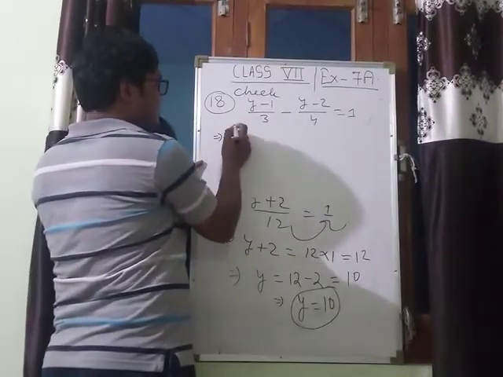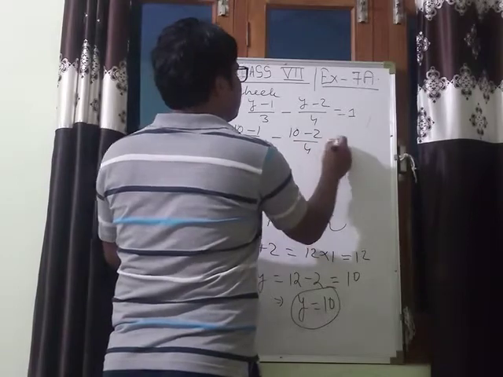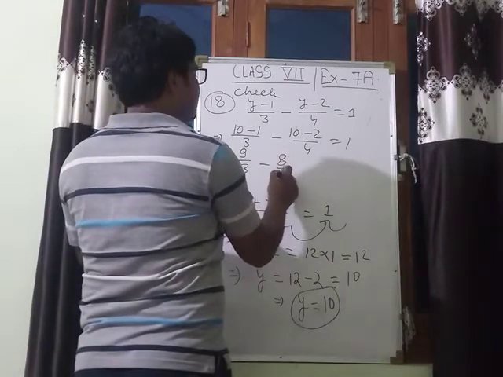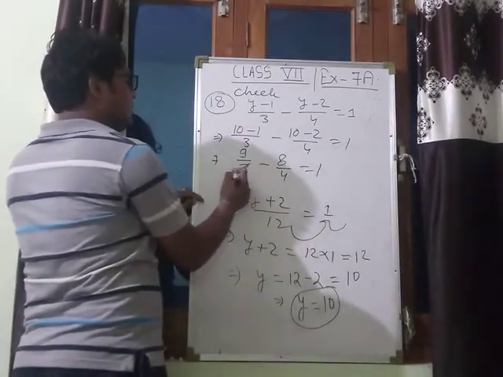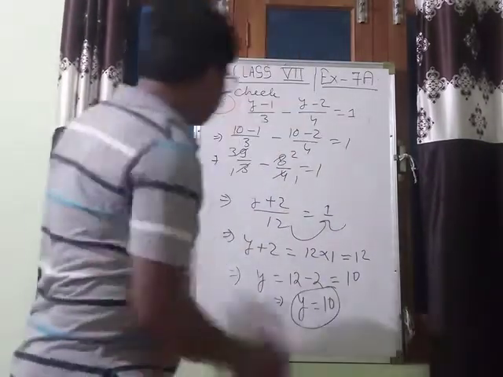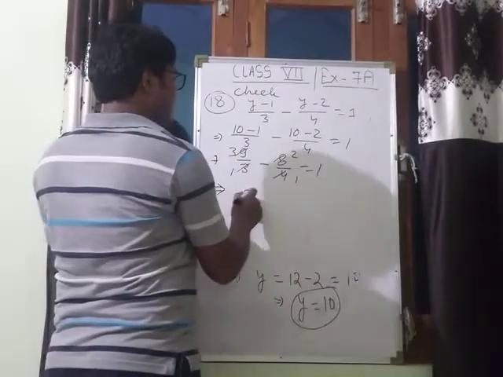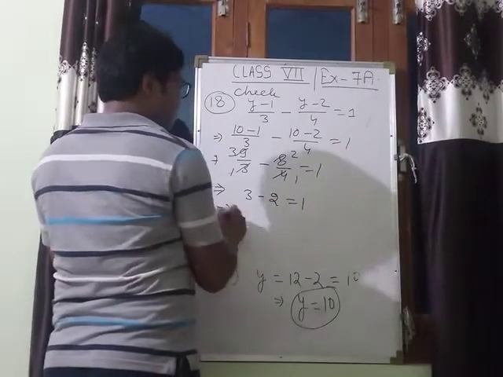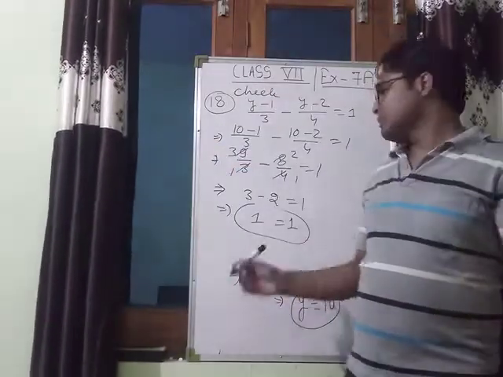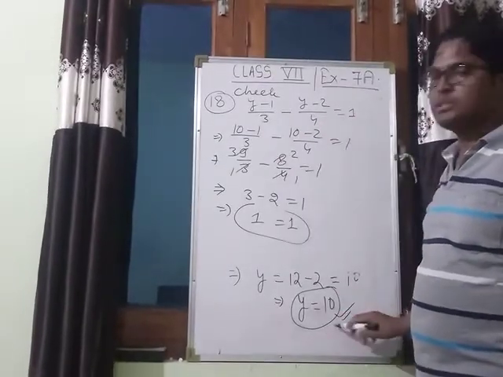This is y. y is 10, minus 1 by 3 minus, y is 10, minus 2 by 4, that is equal to 1. So 10 minus 1 is 9 by 3, 10 minus 2 is 8 by 4, that is equal to 1. Now see, 3 threes are 9, 4 twos are 8. So what we have? We have 3 minus 2 equal to 1, and 3 minus 2 is 1, that is equal to 1. Means left side and right side both are equal. Means our answer y is equal to 10 is correct. Means the solution of this equation is y is equal to 10.